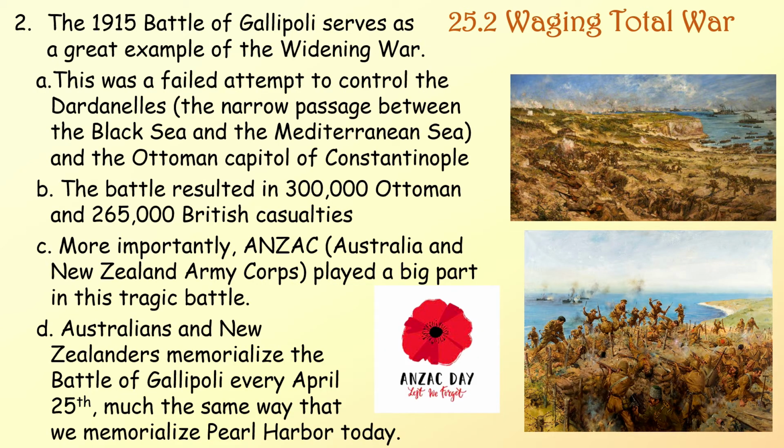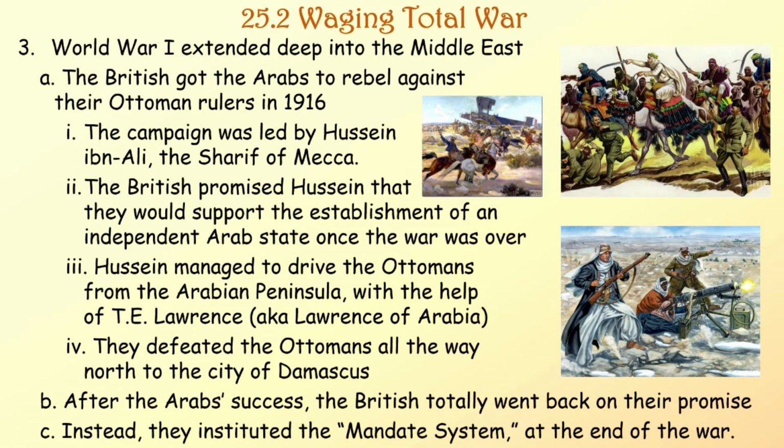The 1915 Battle of Gallipoli serves as a great example of the widening war. This was a failed attempt to control the Dardanelles, the narrow passage between the Black Sea and the Mediterranean Sea, and the Ottoman capital of Constantinople. The battle resulted in 300,000 Ottoman and 265,000 British casualties. More importantly, ANZAC, the Australia and New Zealand Army Corps, played a big part in this tragic battle. Australians and New Zealanders memorialize the Battle of Gallipoli every April 25th, much the same way that we memorialize Pearl Harbor today. World War I extended deep into the Middle East.